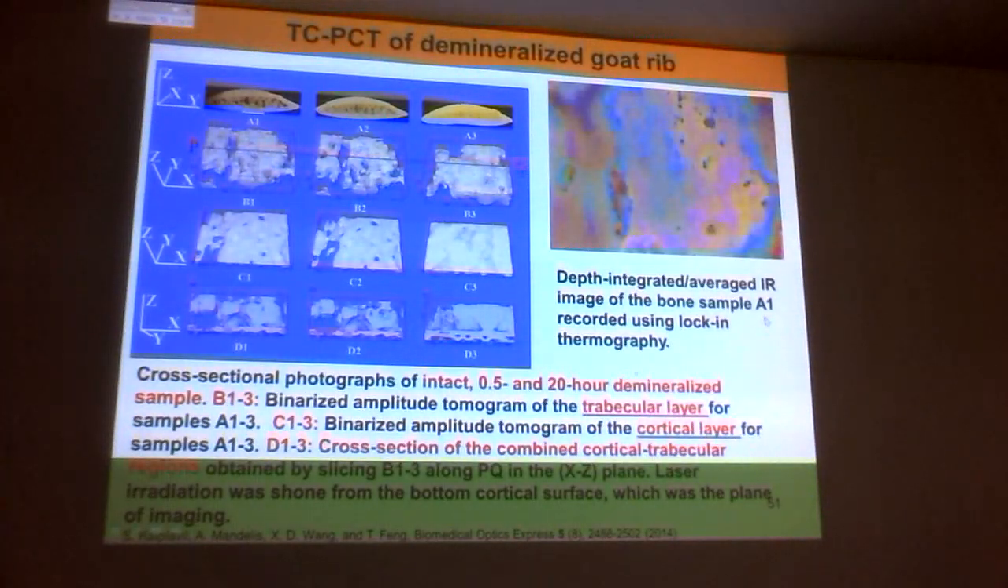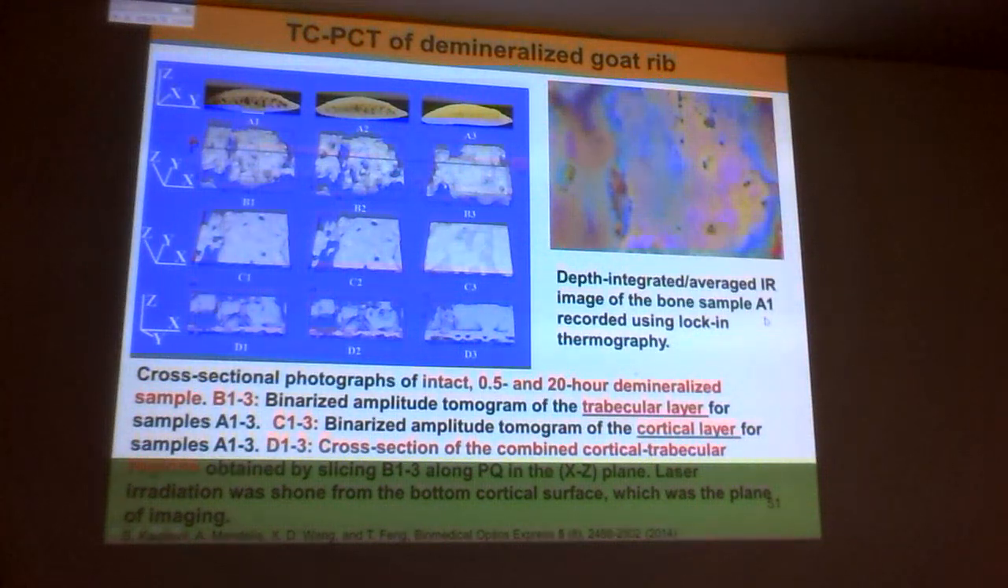This is what you get again in the case of demineralization of this gold rib. We can start demineralizing the bone. When you demineralize the bone, it starts fusing. Bones, neighboring regions start fusing. So here is the case where we looked at early on, intact, 0.5 hours and 20 hours of demineralization.